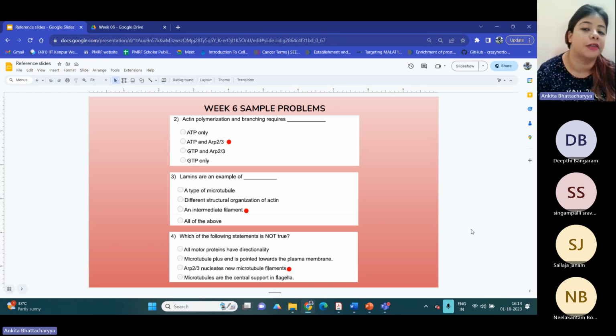The minus end is anchored in the centrosome. The plus end projects outwards. ARP2/3 nucleates new microtubule filaments is not true. It does nucleate microfilaments, but they are made up of actin and not microtubules or tubulin. And microtubules are the central support in flagella? Not necessarily, no. They are not the support molecules with respect to flagella. They are involved in the axonemal structure.